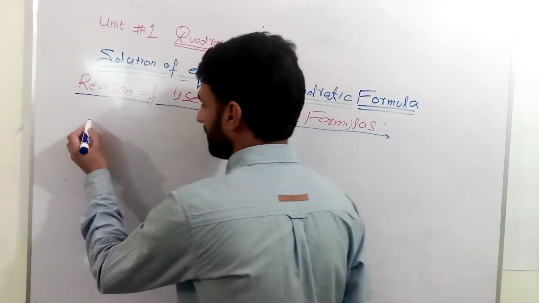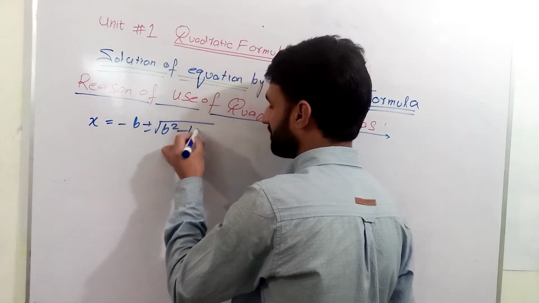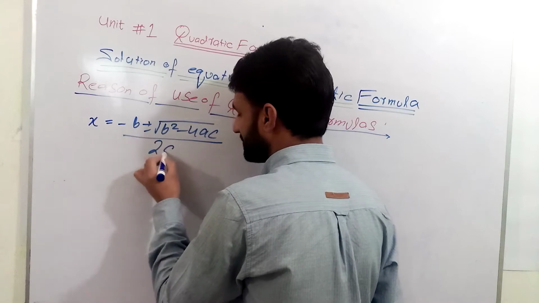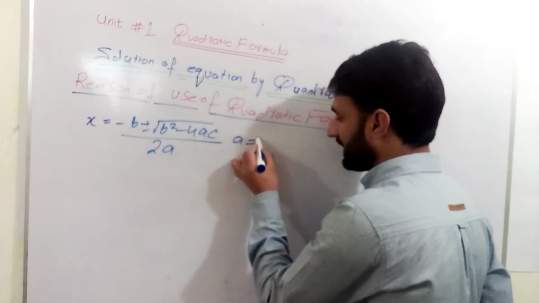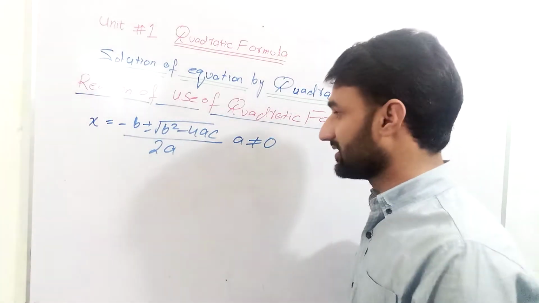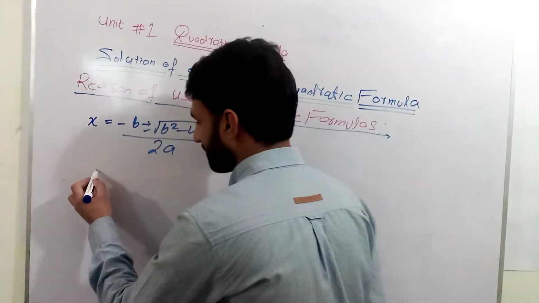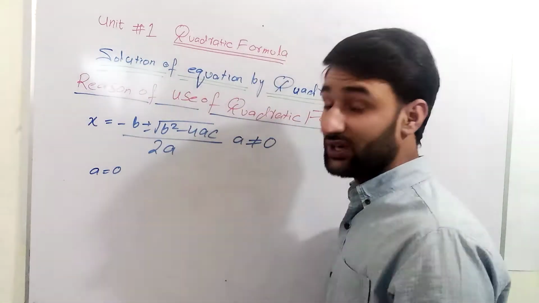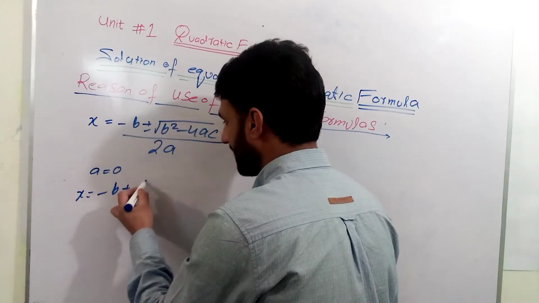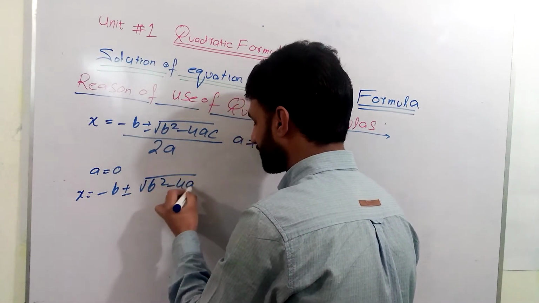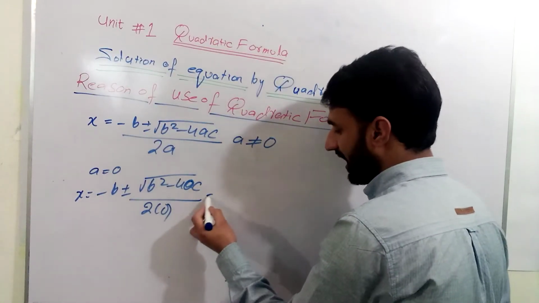Let's start here. Let's suppose we have the formula x equal to minus b plus minus square root of b square minus 4ac, divided by 2a, right? Students, very important, note that if a is not equal to 0, then this formula is applicable to a quadratic equation, otherwise not. Let's check, for example, if a is equal to 0, then what will the result be? Here x is equal to minus b plus minus square root of b square minus 4ac, and here I will put 0 in 2 into 0. It means the result is undefined.